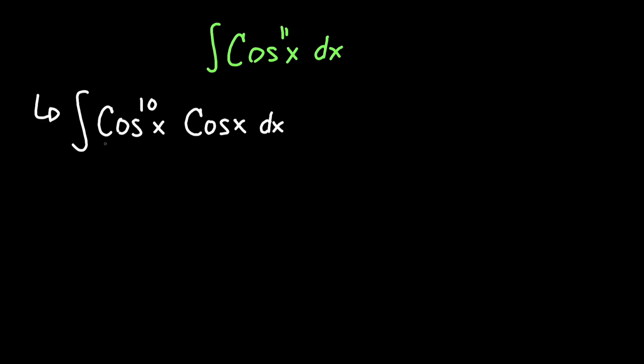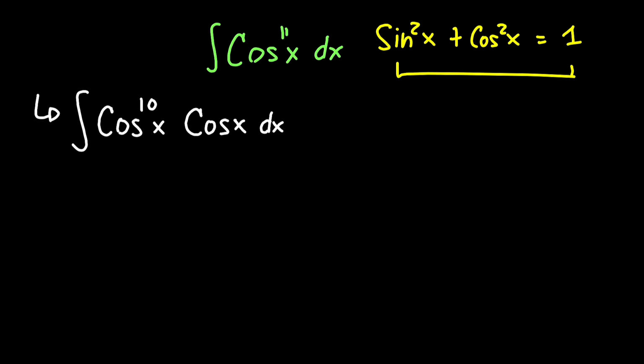Next up would be to transform what is left into its trigonometric identity. Sine squared of x plus cosine squared of x is equal to 1. This is the Pythagorean identity but for trigonometry. Since what we have here is a cosine, put sine to the other side, which makes this cosine squared of x be equal to 1 minus sine squared of x.